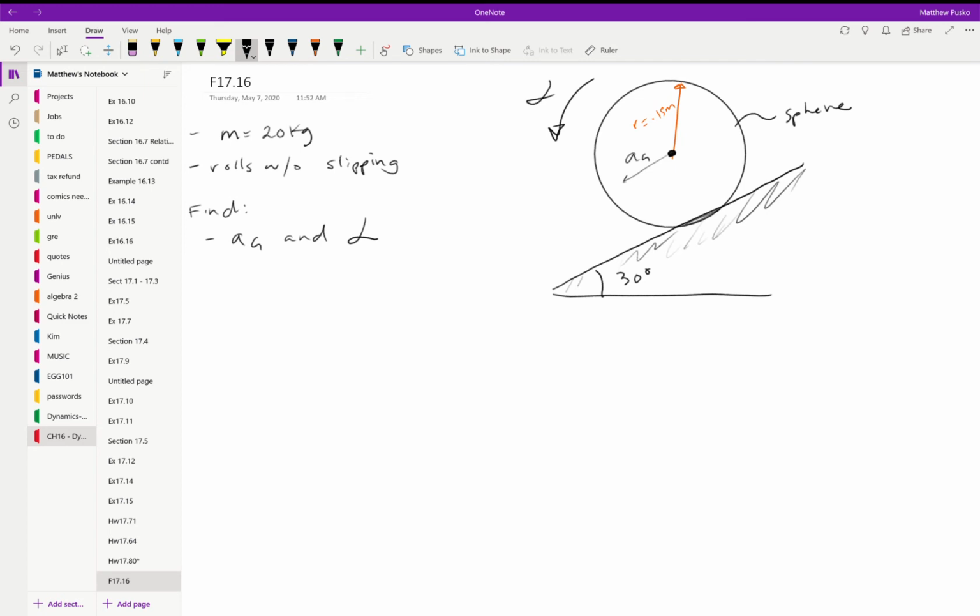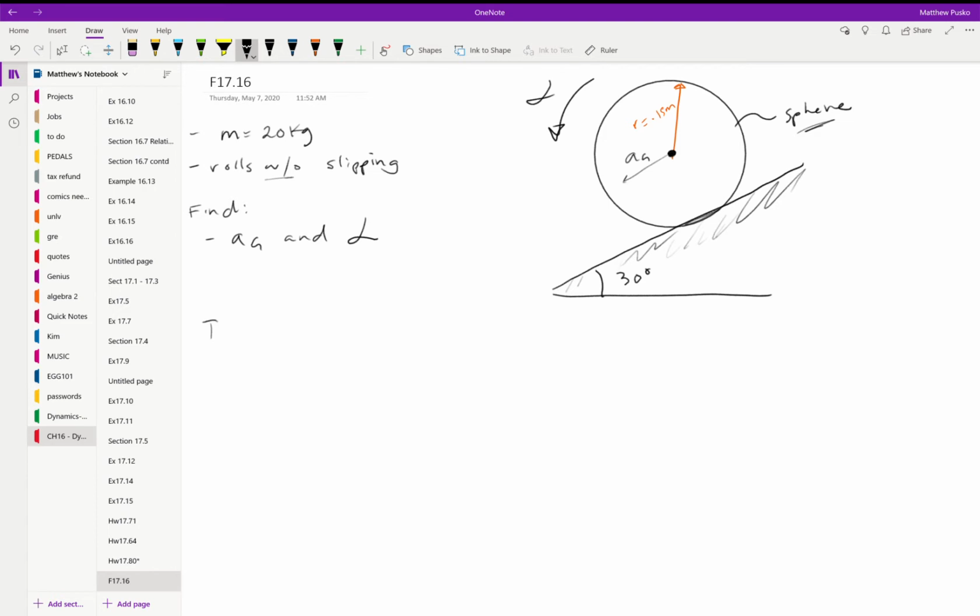Let's go ahead and look at a fundamental problem, even though the solution is in the back of your book already. We have a sphere. Keyword: it is going to roll without slipping. Another keyword. That means there's friction here. And we want to find the acceleration of the center of mass and the angular acceleration of the sphere.